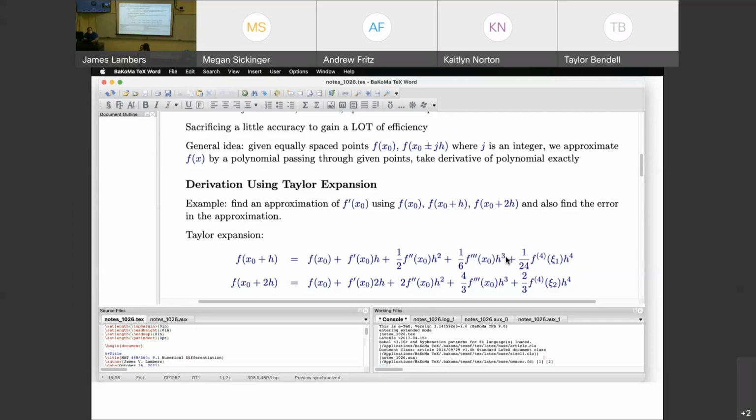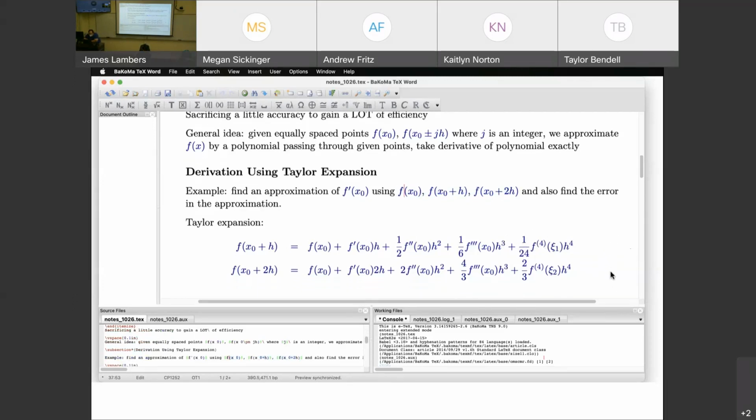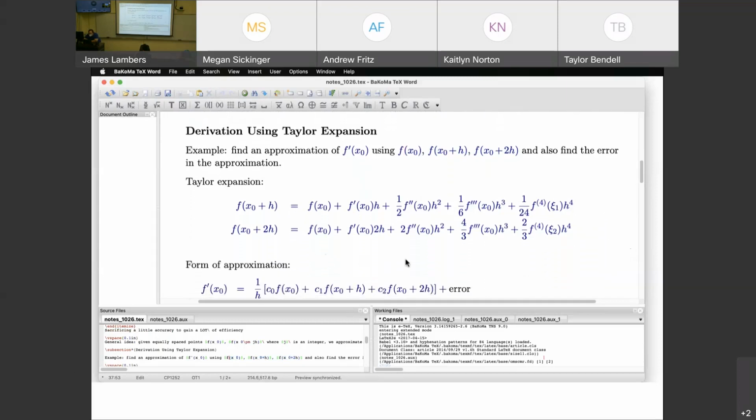And sometimes I have to do it that way, because what if I don't have values of f to the left of x0? Like suppose I have a vector of values of f, and this x0 is the left boundary point. Then if I want a derivative, I have to use this data. Okay, so here's what I do. I go ahead and take Taylor expansions.